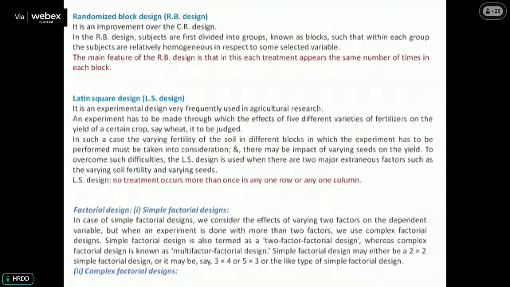But when an experiment is done with more than two factors, we use complex factorial design. Simple factorial design is also termed two factorial design. All these are one factor designs, whereas complex factorial design is known as multifactorial design. Simple factorial design may be either 2 by 2, or it may be 3 by 4, or 5 by 3. So we did a 4 by 3 example, if you remember, last day.